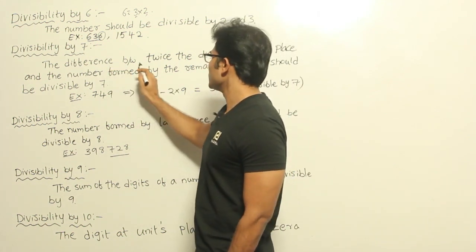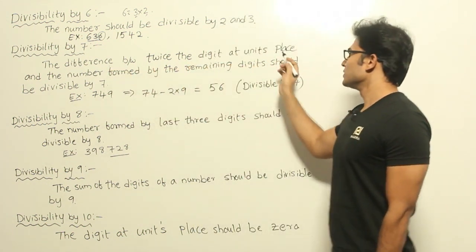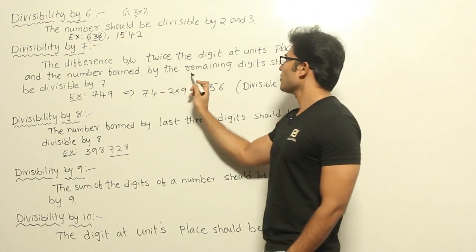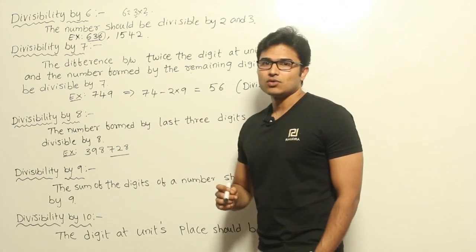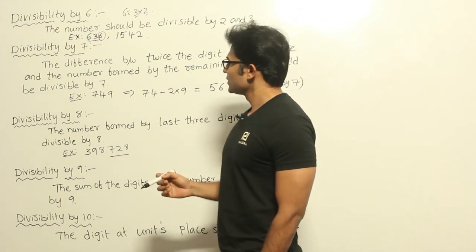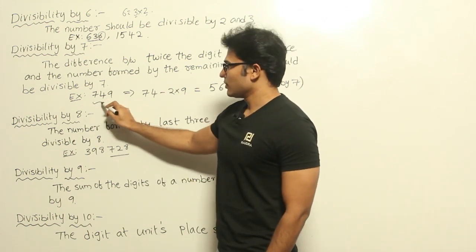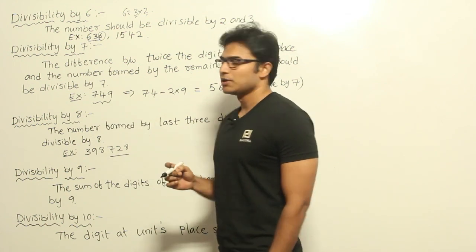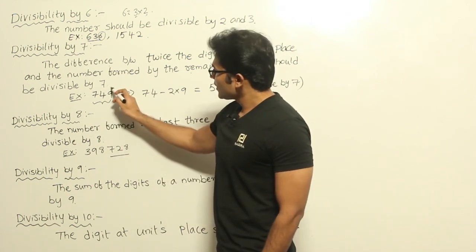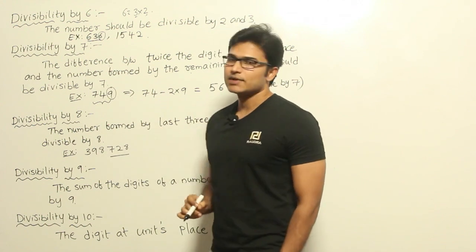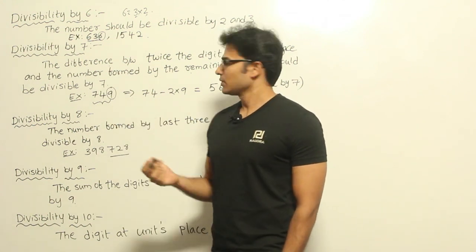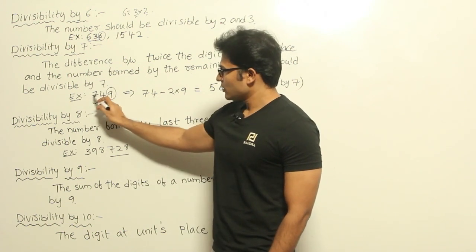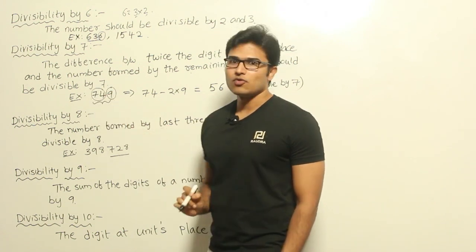The difference between twice the digit at units place and the number formed by the remaining digits should be divisible by 7. So what it means is, let's say this is the number for which we want to check divisibility by 7. You take the number at the units place, which is 9. You take twice of it, which means 2 into 9, right? Now the remaining number here is 74.